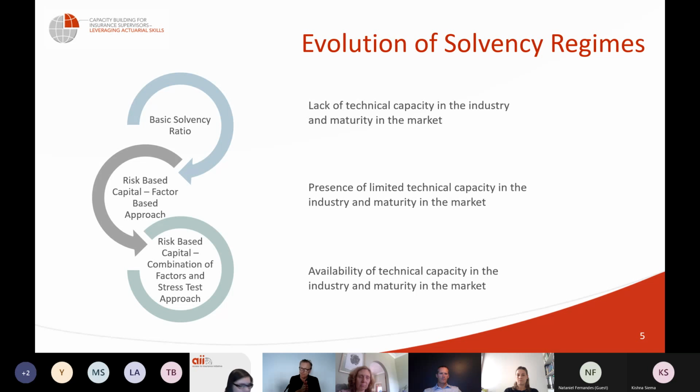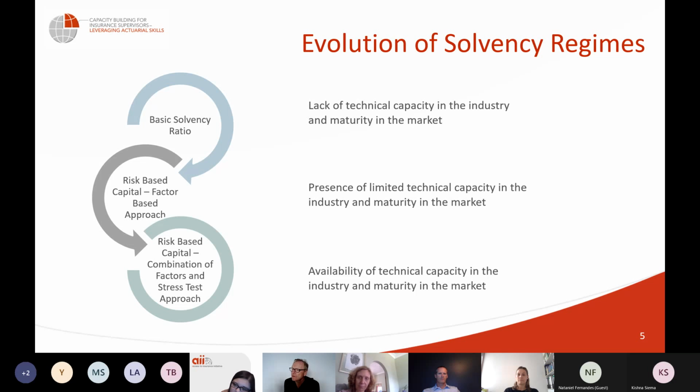How is it working for how sophisticated our market is? How is it working for technical capacity? How is it supporting our risk-based approach? So you can count more or less up and down the scale on numbers of actuaries, for example, and things like that as to where people are going to be on this spectrum.